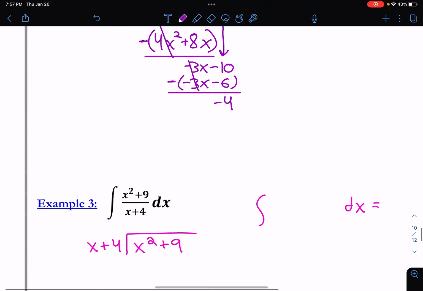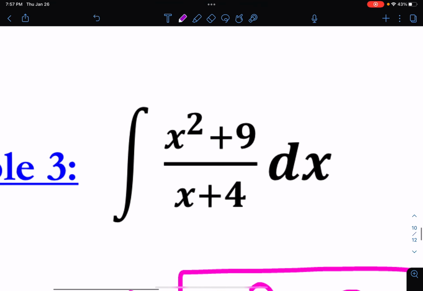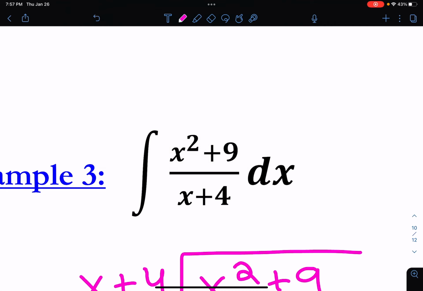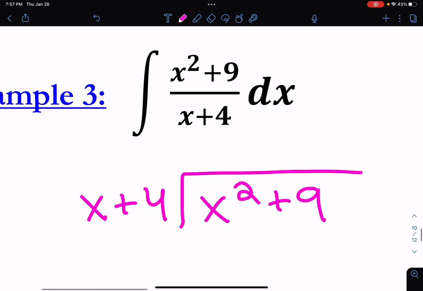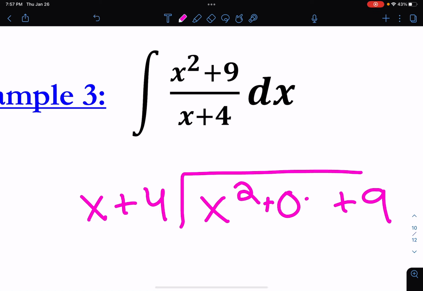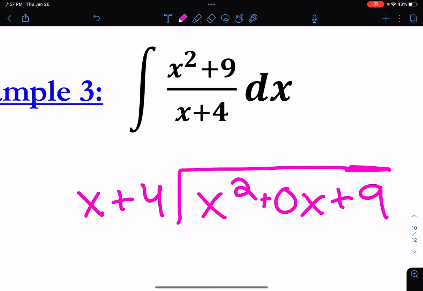Example 3. This one, a little tricky. Feels like we should be able to factor and cancel some stuff, right? But x squared plus 9, sum of two squares, does not factor, okay? Not with real numbers anyways. All right, so let's go ahead and set up the house. And actually, I don't really like how I did this. I wrote a plus 9 here, but I actually want to save some room for my missing term, which is 0x to the first. Okay, so I'll just put an extension over my house there.